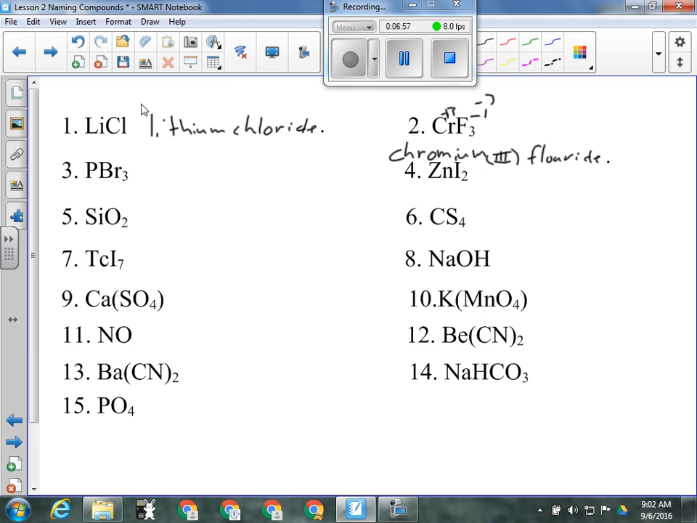Number 3, ionic or molecular? Molecular. So we've got 1 phosphorus, 3 bromines, so we have phosphorus tribromide. And number 4, ionic or molecular? Tiana.